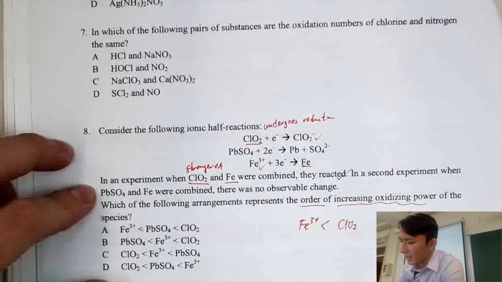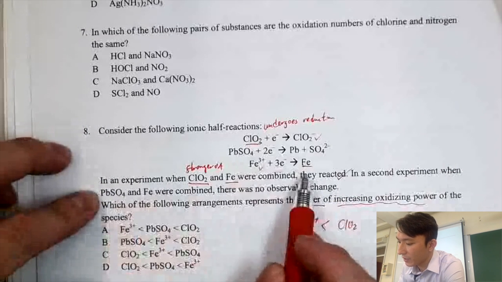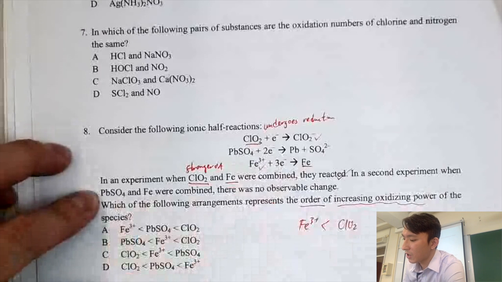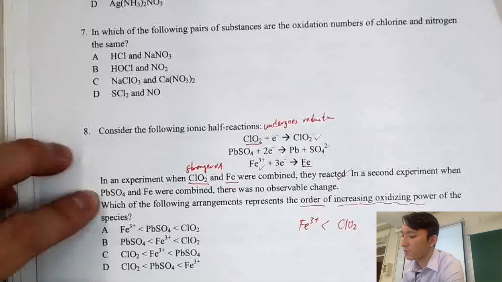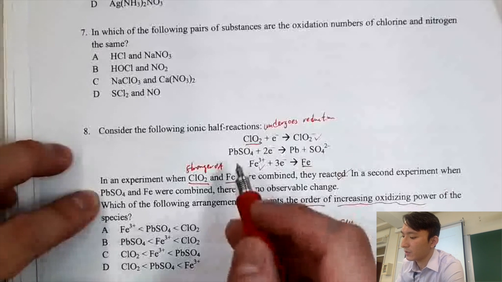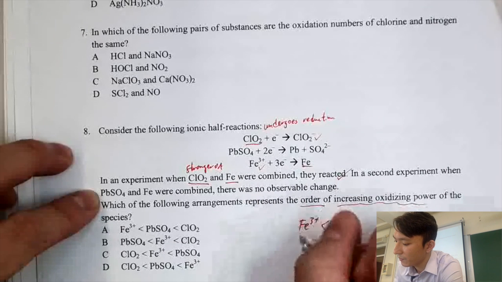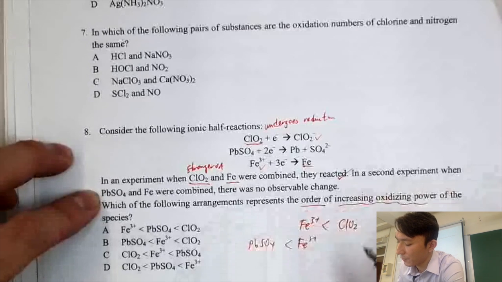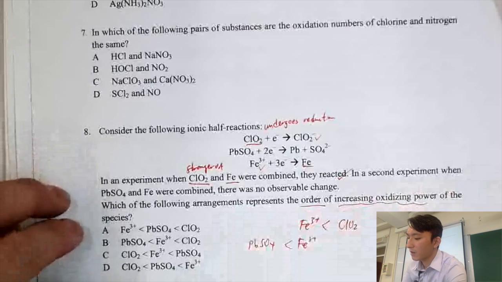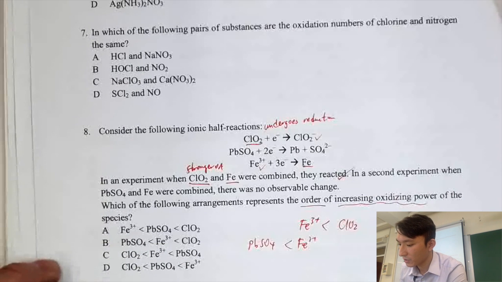Now, the second experiment, PbSO4 and Fe. In this case, no reaction. So that means PbSO4 doesn't want to undergo reduction. If it's not going to undergo reduction, it should be a weaker oxidizing agent, weaker than Fe3+. So in the second observation, we know that Fe3+ has a stronger oxidizing power than PbSO4. So altogether, you should choose.